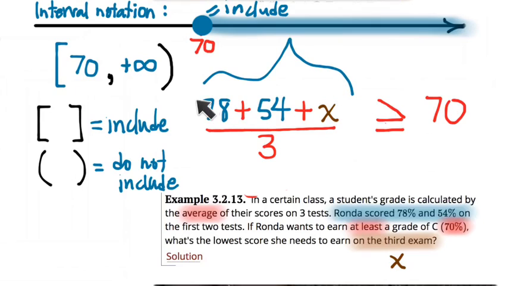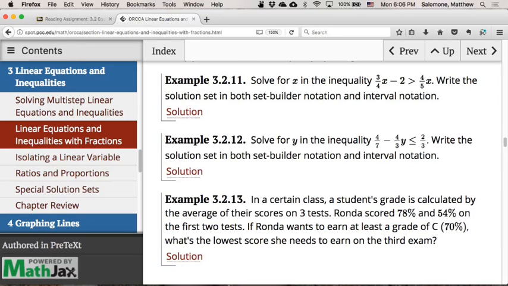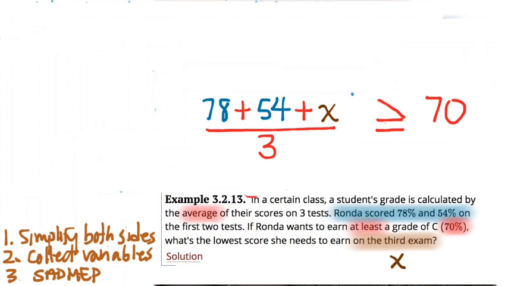What might be a way for me to move forward on this inequality to try and get this x by itself? According to our equation solving strategy, the first thing we should be thinking of is simplifying both sides. Simplifying, I should say, each side of this inequality. Is there anything I can do to make the expression on the left-hand side simpler?